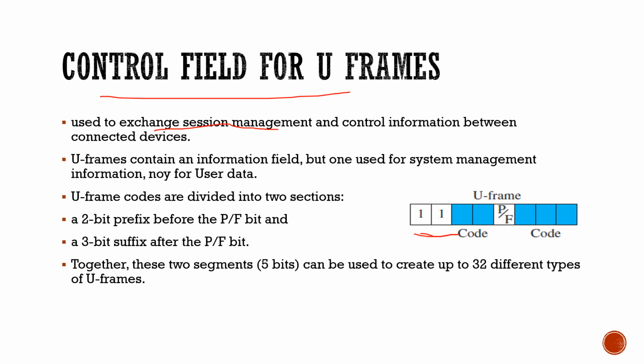So this we mainly use for system management, and we do not use any user data over here. In this we have two sections. One is a 2-bit prefix and a 3-bit suffix PF code. So here we see we have 2 bits, and in this we have 3 bits. This is what we call the 2-bit prefix before the PF bit and the 3-bit suffix after the PF bit.